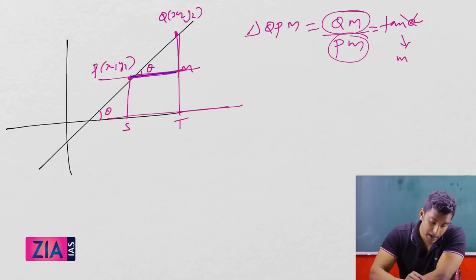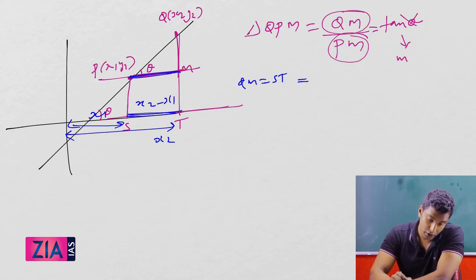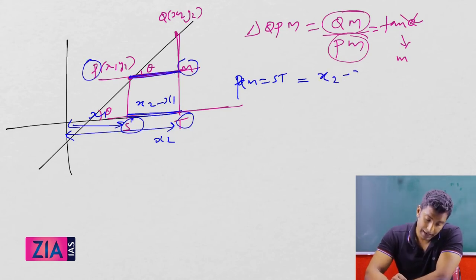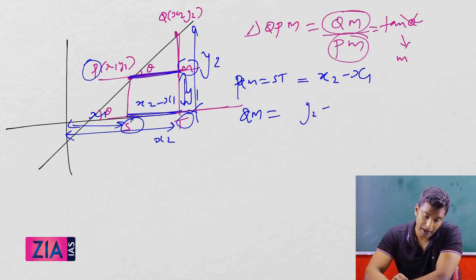What is PM? PM is this length, which is nothing but this length ST. So PM equals ST, no doubt in that. What is ST? This total is X2 and this much is X1, so ST is X2 minus X1. So PM is X2 minus X1. What about QM? This much is Y2, and this much is Y1. So QM is going to be Y2 minus Y1.